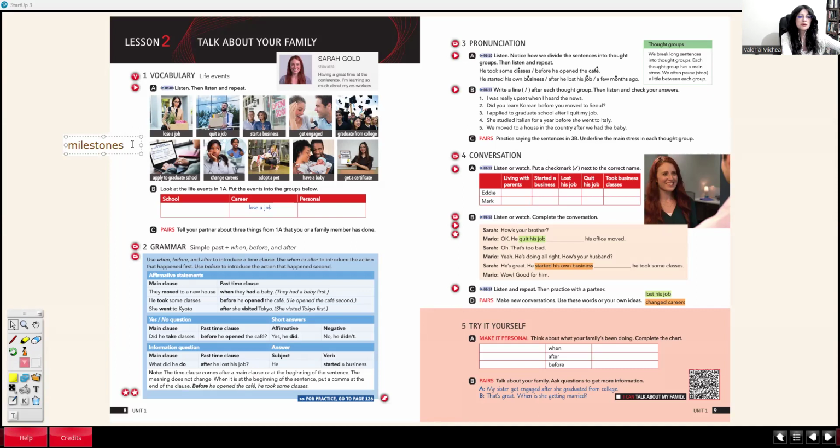So can anybody remind me what milestones are? Does anybody remember milestones? What does it mean? You can tell me in Spanish or in English. What does milestones mean? Milestones are, I don't know how to say, hitos. Hitos? I say hitos in Spanish. And what are hitos? Important things? Important events. There you go. Important events in your own life, important events in your country, in the history of the world, etc.